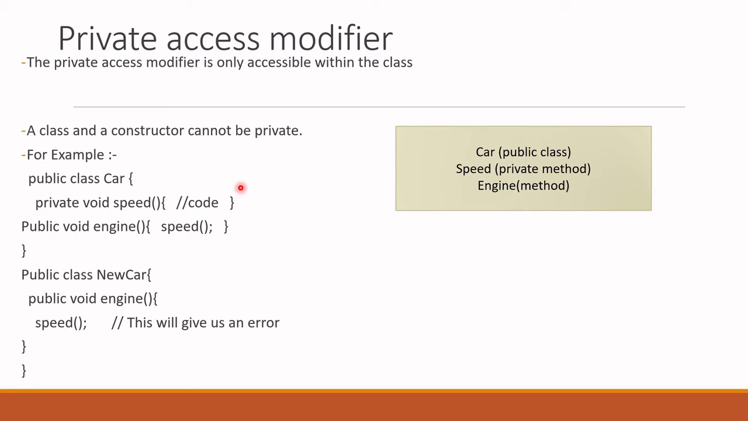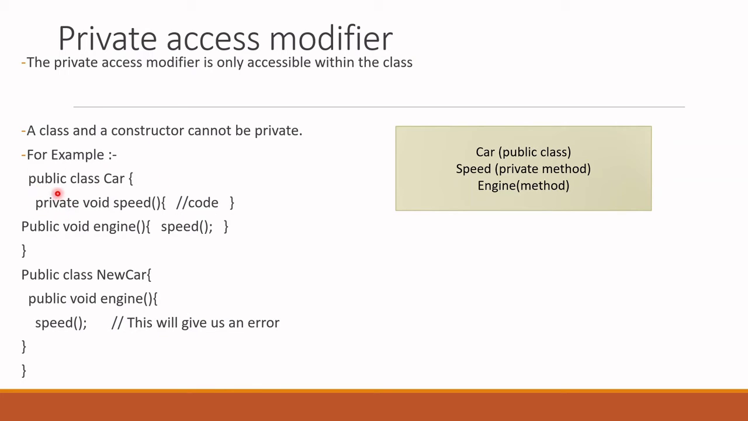The private access modifier is only accessible within the class. You cannot access the private methods or variables from outside the class. So a class cannot be private, and a constructor also cannot be private, because if a constructor is private, we cannot instantiate an object. So let's take an example here.